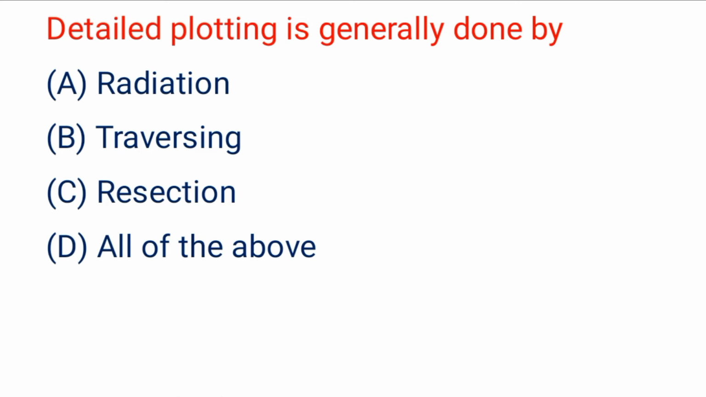Next question, detailed plotting is generally done by option A radiation, option B traversing, option C resection, option D all the above. The correct answer is option A radiation.